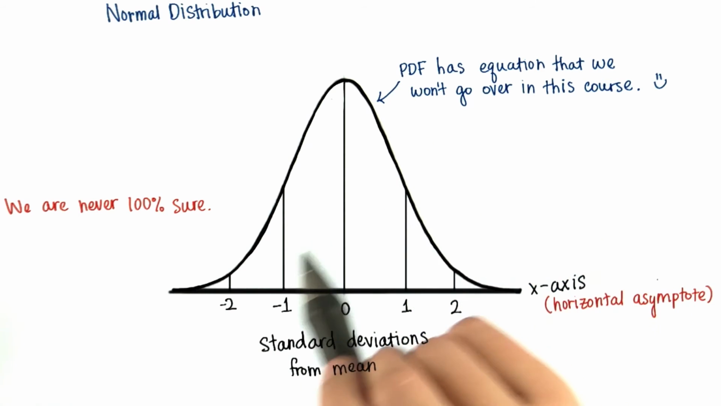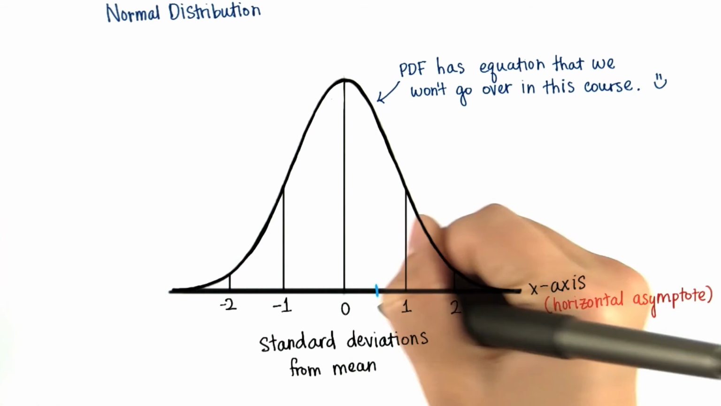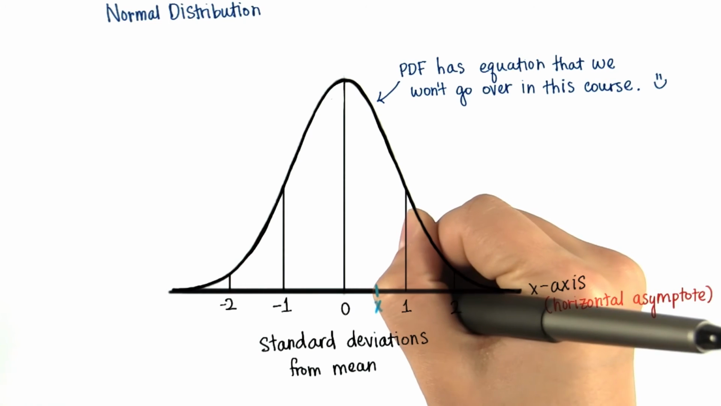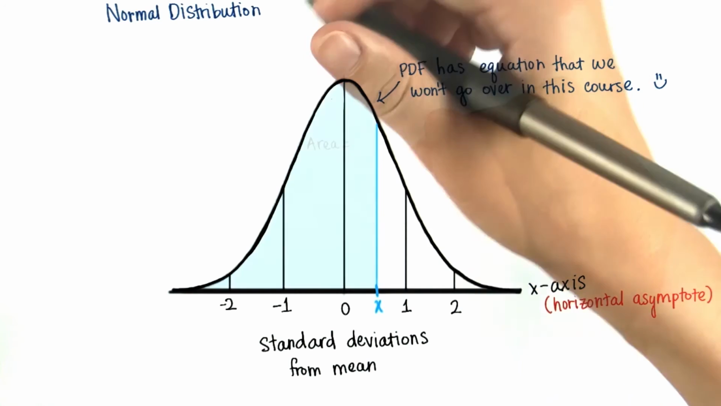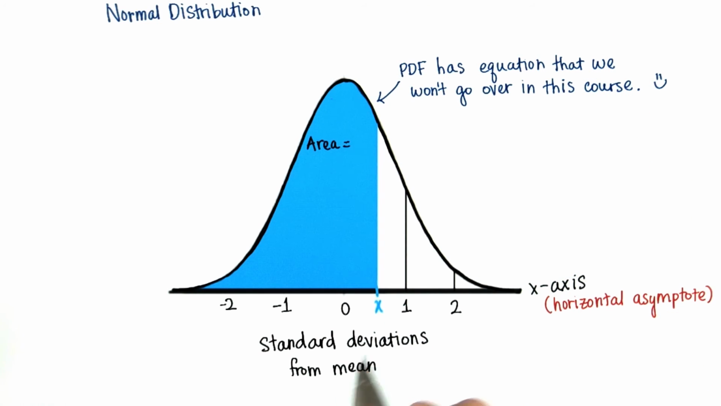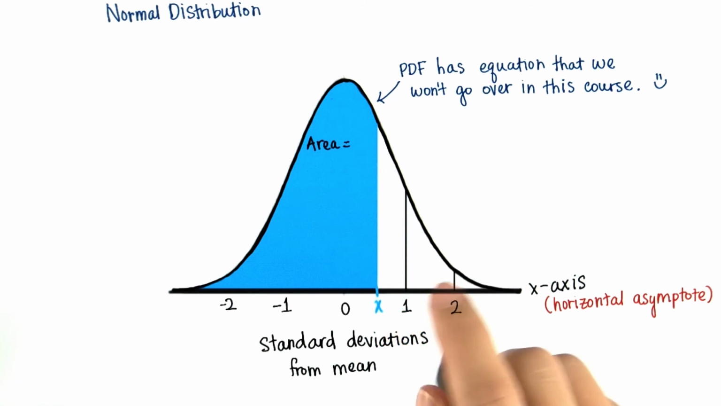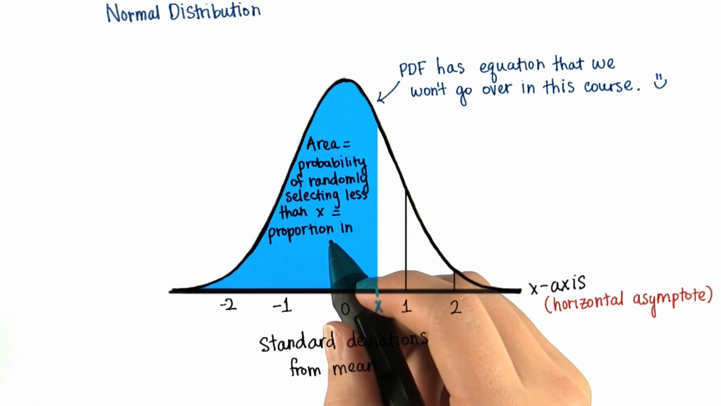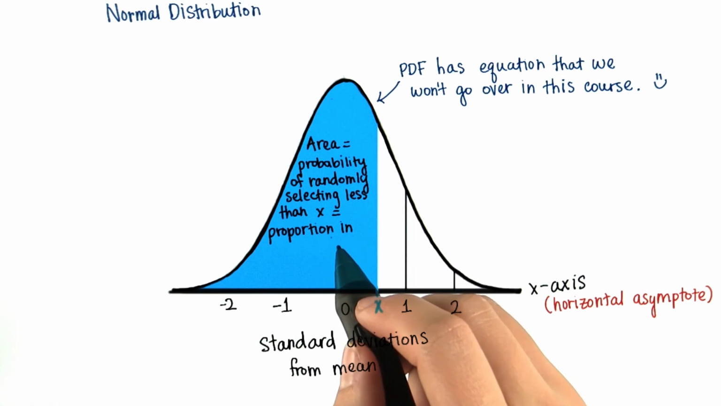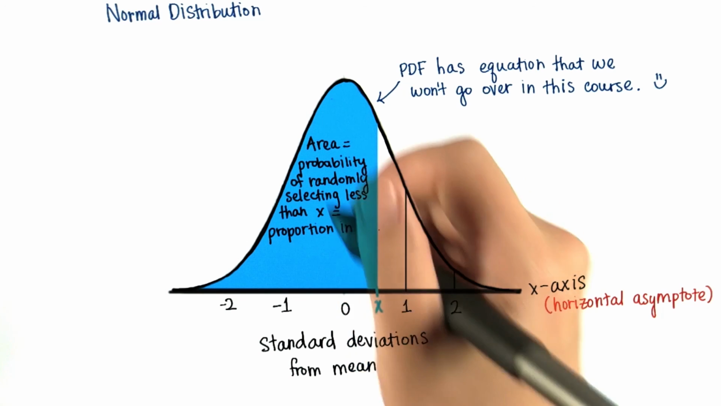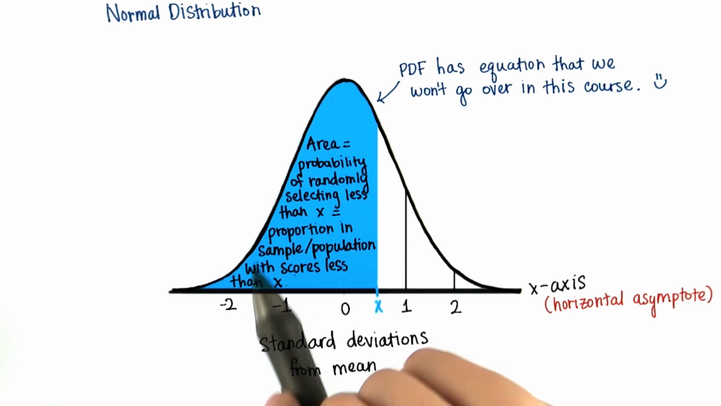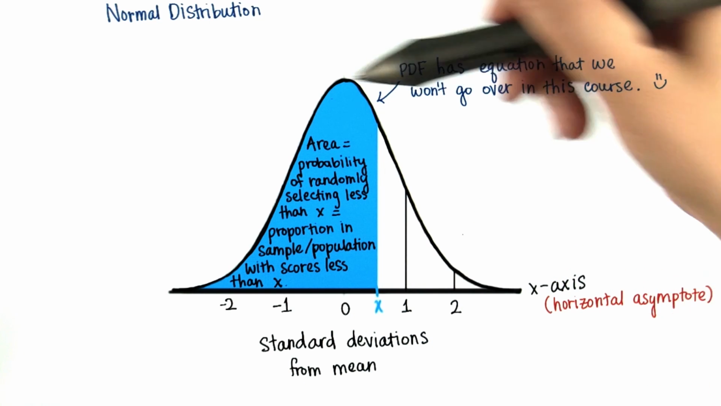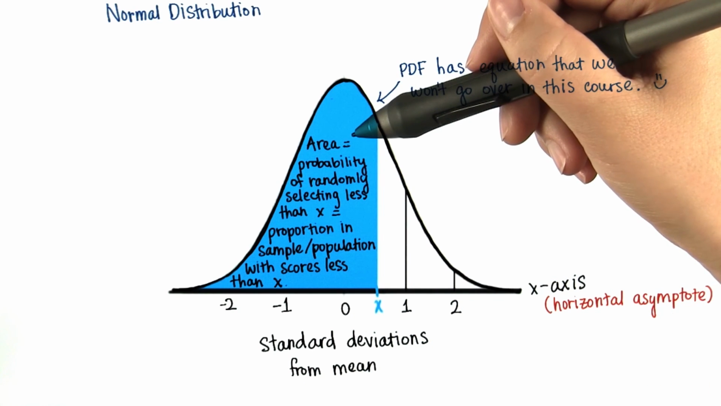So basically what you have to remember is that if we have a certain value, let's just call it x for now, the area under the curve from negative infinity to x is equal to the probability of randomly selecting a subject in our sample less than x. And this is equal to the proportion in the sample or population with scores less than x. If this is a little confusing, don't worry. That's the whole point of this lesson. You're going to get really comfortable with using the probability density functions and finding this area.